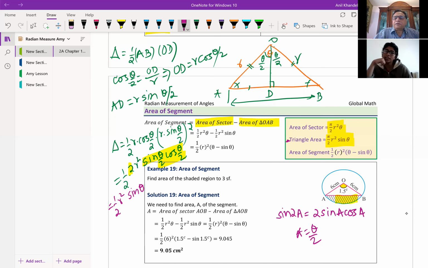Times pi. Where did the pi come in? Oh, no, area, pi. Where did the pi go? Half of, where did the pi come from? Wait. So, I think there's a mistake. Half of R square theta by 2, that pi is a typing error. Good. That's a typing error. Okay. Yeah, that's this thing.